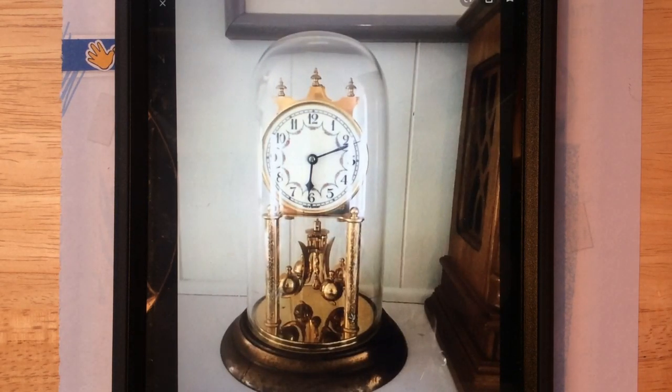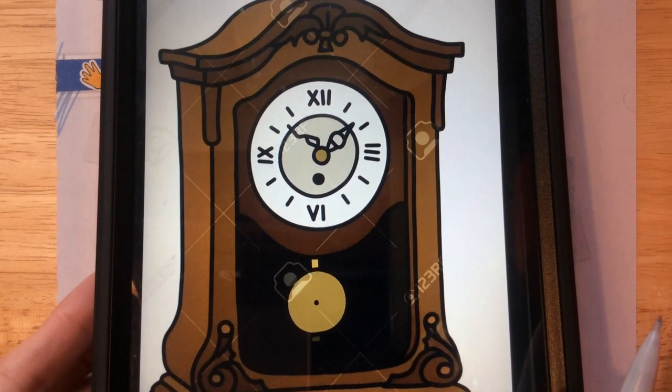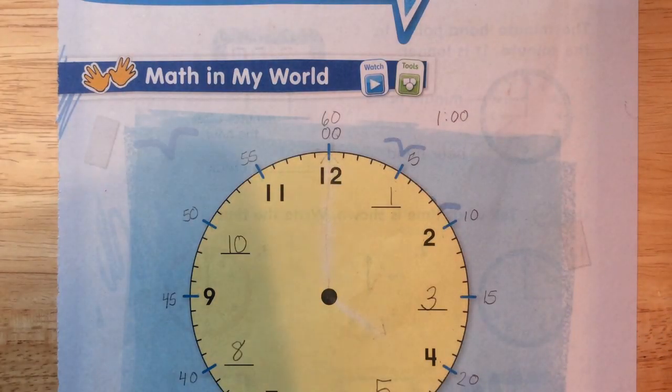This kind of clock is called a mantle clock. And a mantle clock might sit on someone's mantle by their fireplace. So I think that's how it got its name. Here's another clock that has a pendulum. That's the part that would swing back and forth. And those are all the clocks that I wanted to show you. If you have an interesting clock at your house, you could take a picture of it. Send it to me.